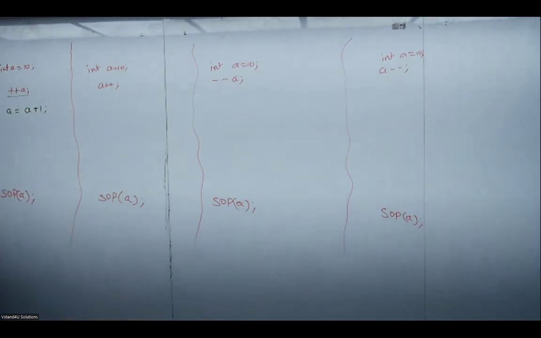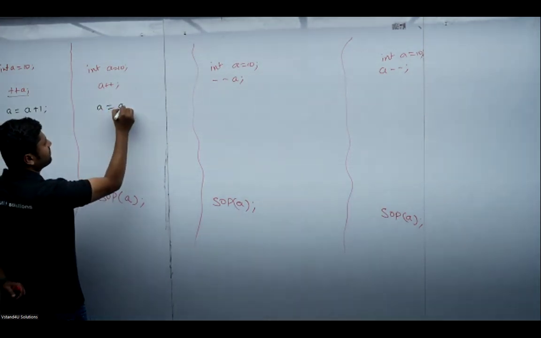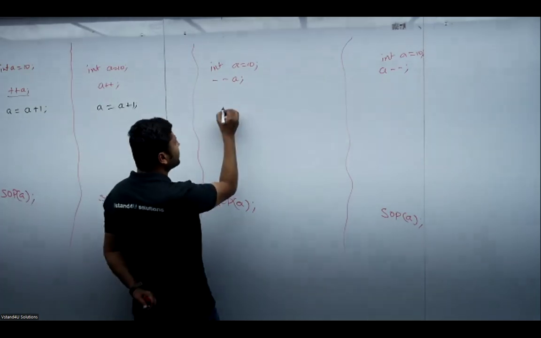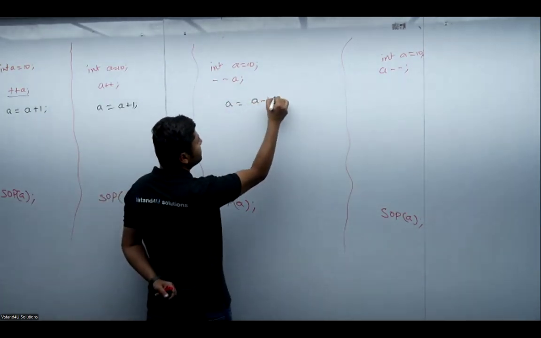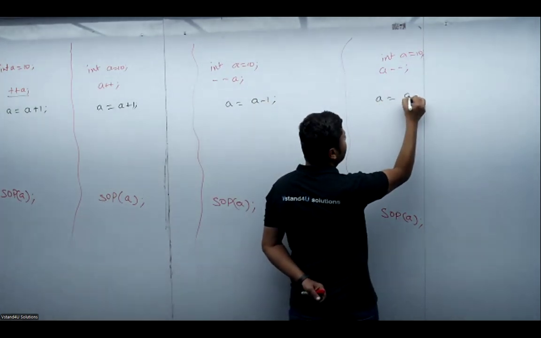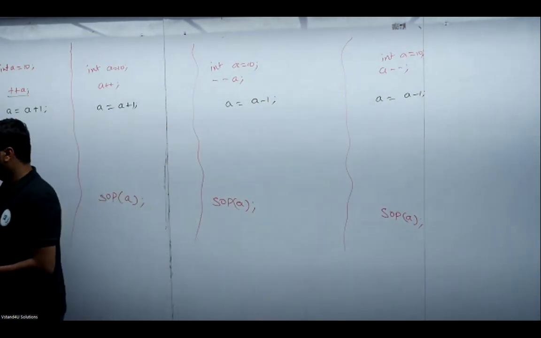In this case also, A equal to A plus 1. Ultimately incrementation is happening, right? Over here, decrementation is happening, so A equal to A minus 1. Here also decrementation is happening, so A equal to A minus 1. Are you all getting my point? Faster?